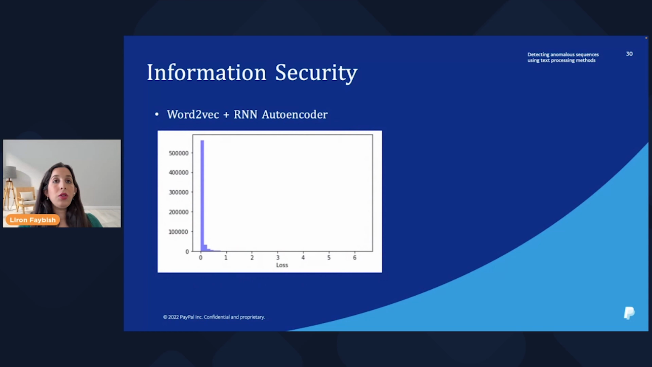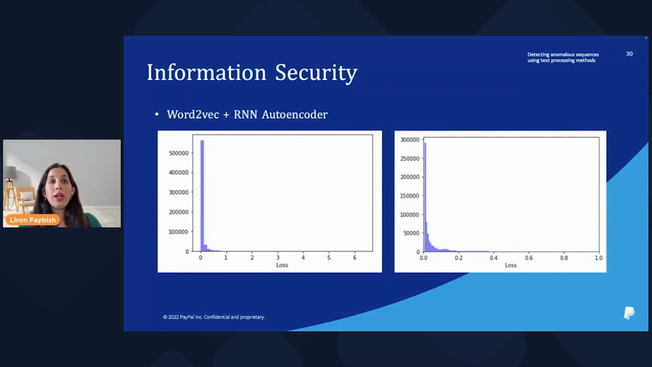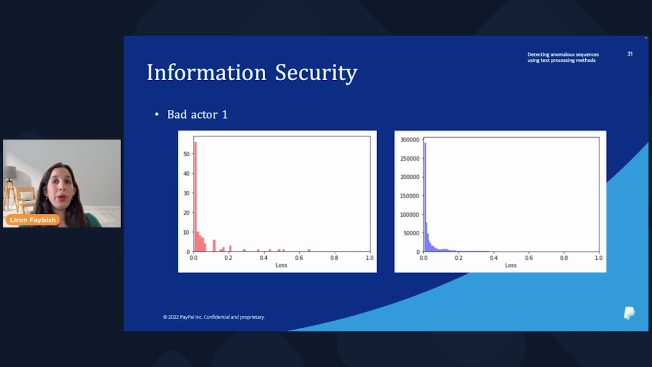So this is the histogram of the reconstruction loss on the test set, and if we zoom in from 0 to 1, we see that most of the results have a loss between 0 and 0.2. Okay, so that's the loss of the test set, but what does it mean? Now let's look at the histogram of the first known bad actor, who we know for sure performed bad sessions on several accounts.